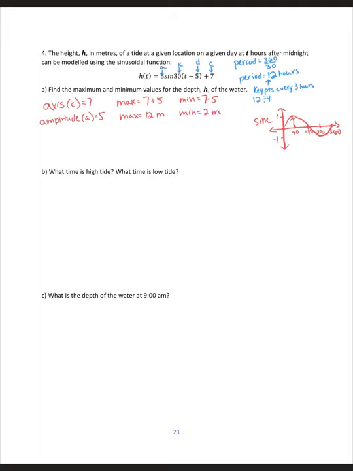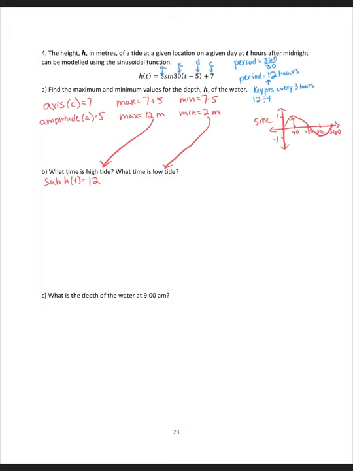Okay? What time is high tide and what time is low tide? Well, we just figured out the value at high tide. Our high tide is 12 meters and our low tide is 2 meters. If we're trying to identify what time that happens at, we can just substitute that in for our height to find time. So we're going to sub h of t equals 12 for our high tide.